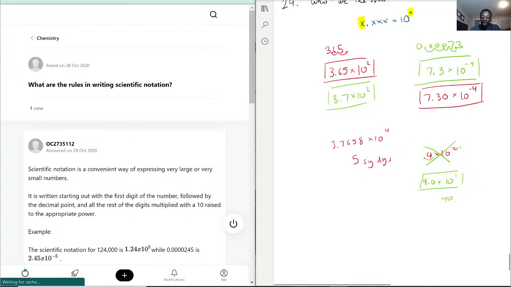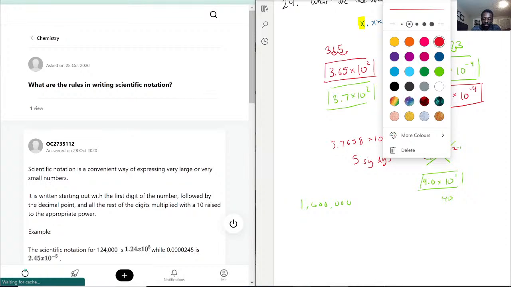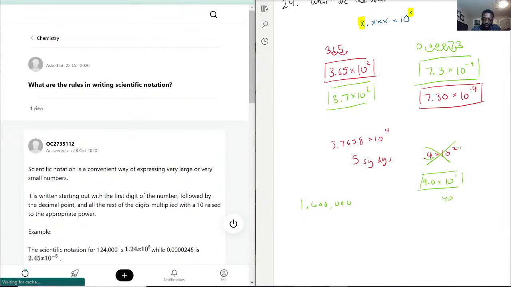So for example, a common one that people would talk about is 1 million. If you actually move it, 1, 2, 3, 4, 5, 6. It'd be 1.0, because I wanted to make 2 significant digits, times 10 to the 6. That is 1 million. 1 billion is 1 times 10 to the 9. Things like that.